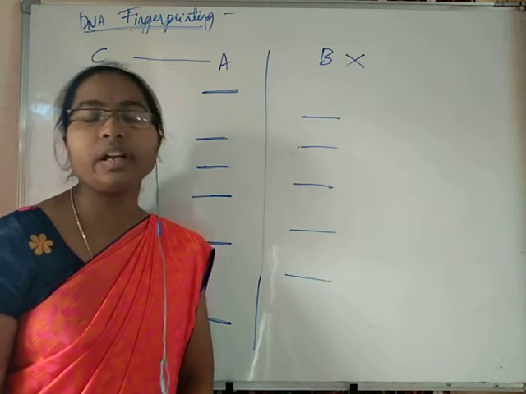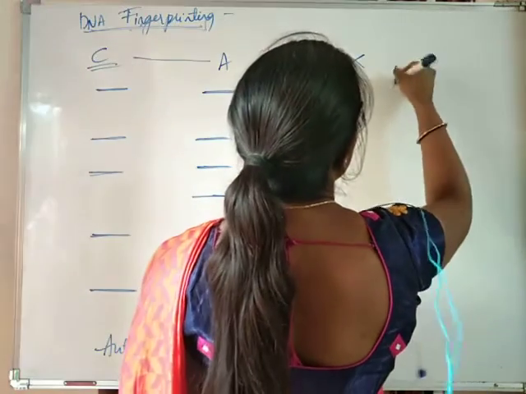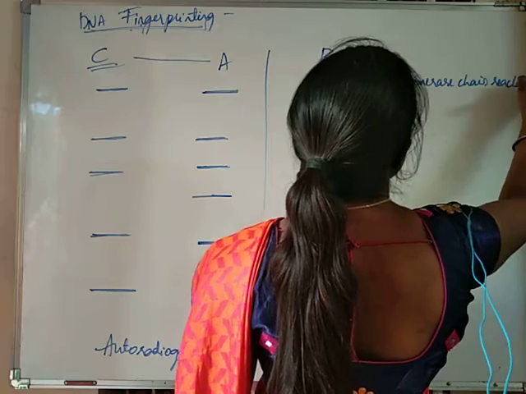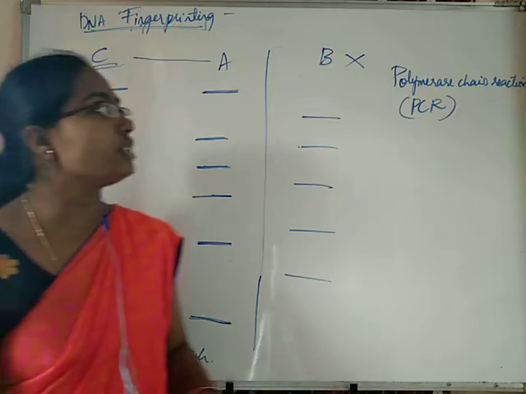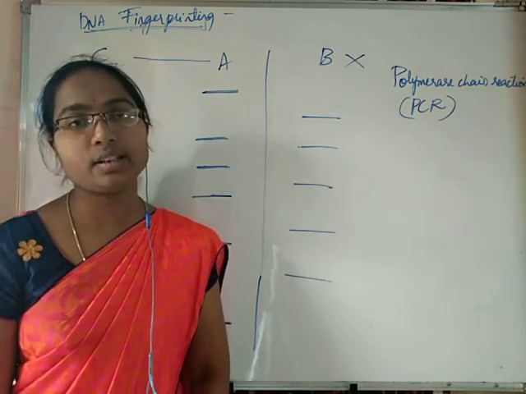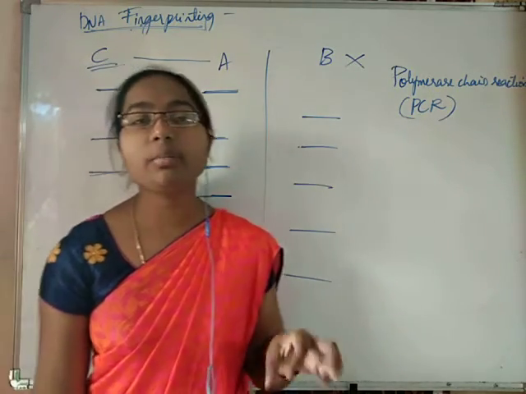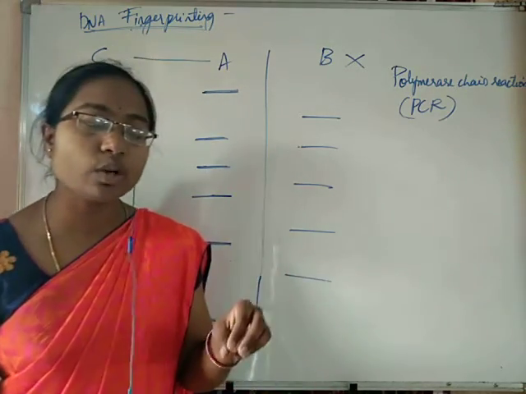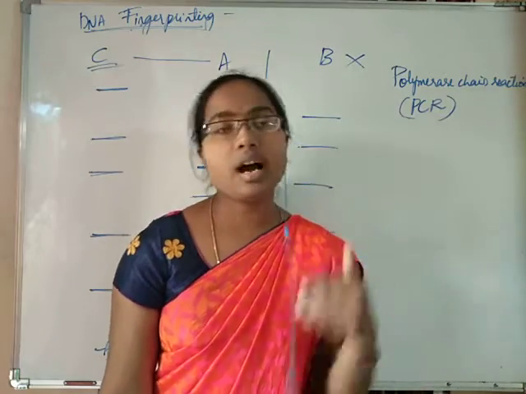So this DNA fingerprinting technology has become even more advanced after the invention of another technique, polymerase chain reaction, formally called PCR. After the invention of this method, DNA fingerprinting has become even easier. So students, in this way DNA fingerprinting is enabling us to identify the genome of an individual and compare it with other individuals.